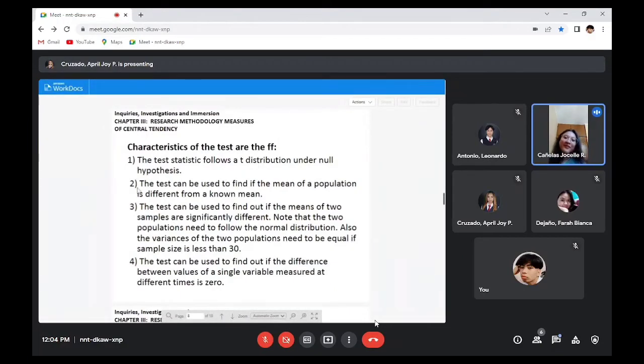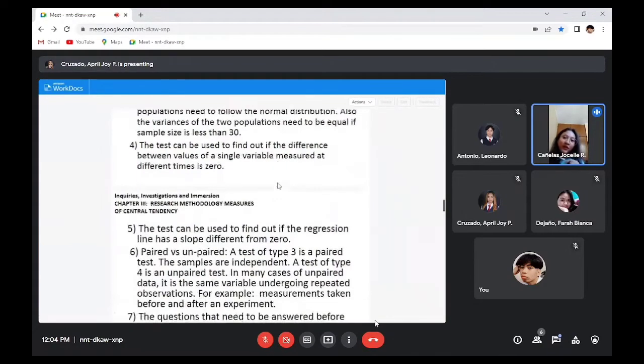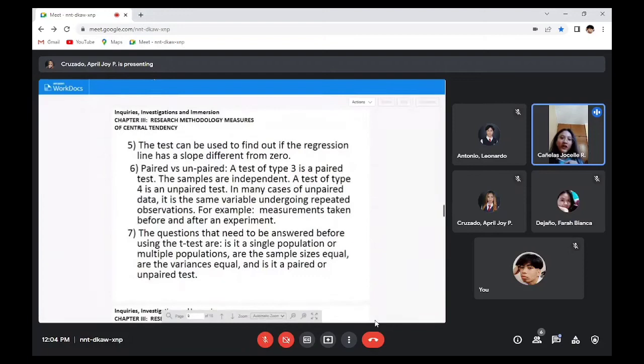4. The test can be used to find out if the difference between values of a single variable measured at different times is 0. 5. The test can be used to find out if the regression line has a slope different from 0.